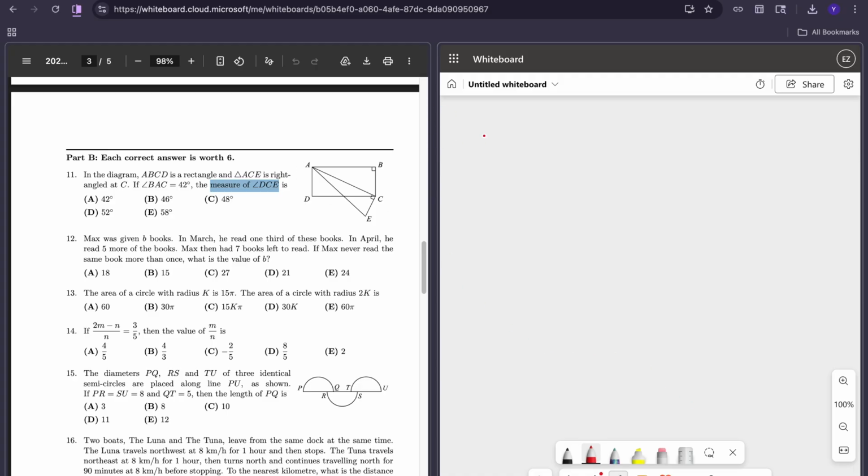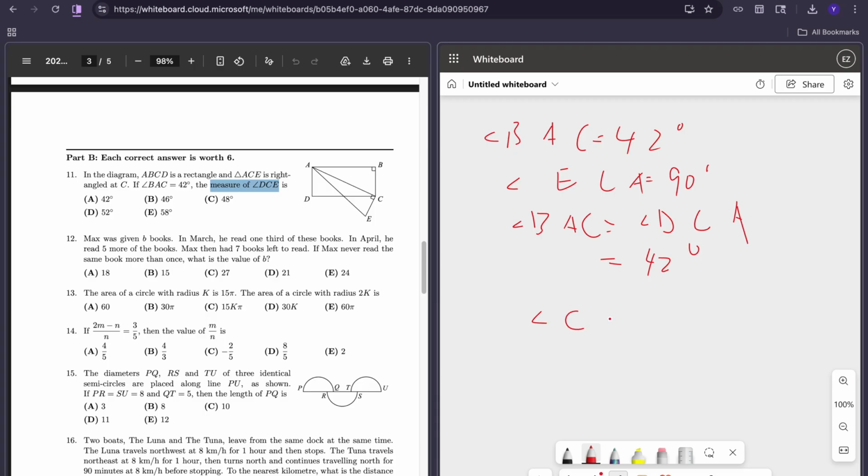So we know angle BAC equals 42 degrees, and angle ECA equals 90 degrees. Since ABCD is a rectangle, AB is parallel to DC, so angle BAC is equal to angle DCA, which is equal to 42 degrees.